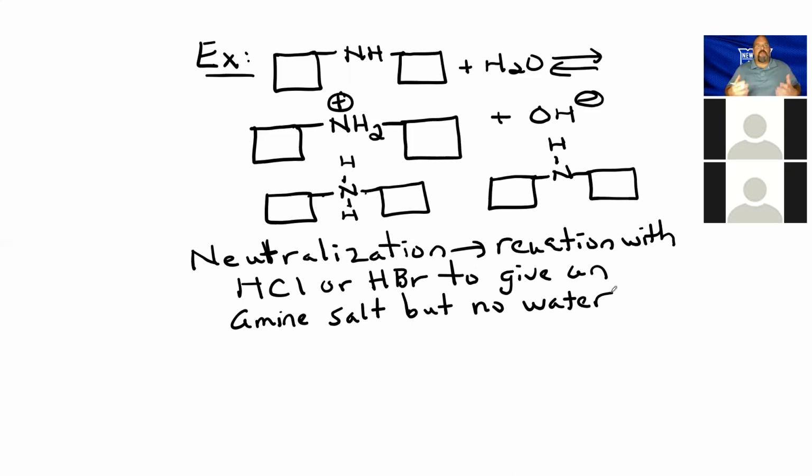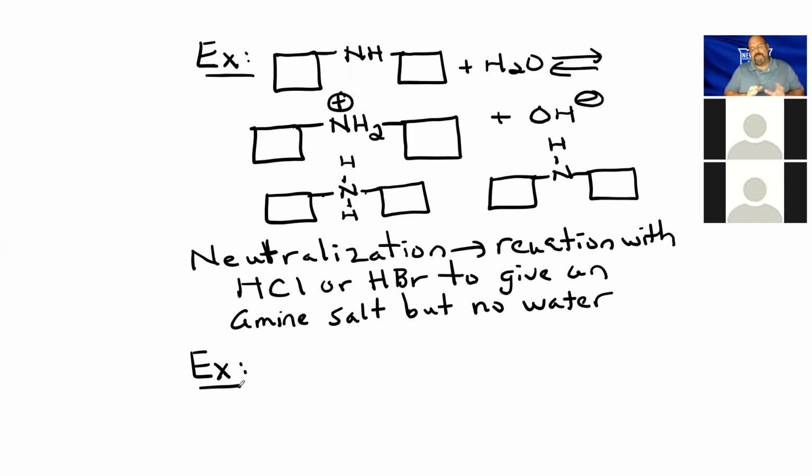Remember, the general idea of neutralization is acid plus base gives you salt and water. Here, when an amine undergoes neutralization, you're going to get a salt, but what you're not going to get is the water. And the type of salt that you're going to get is what is known as an amine salt. All right. So let's look at a couple of examples.